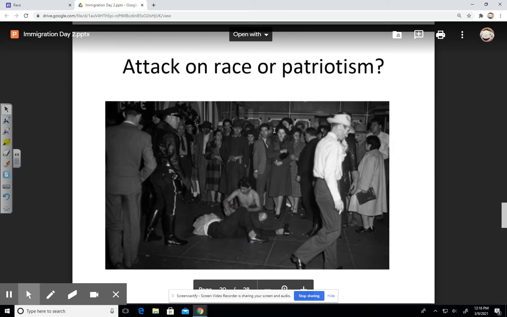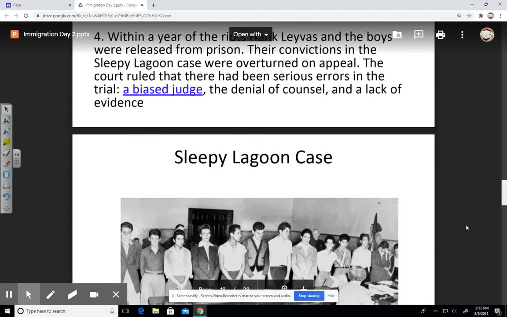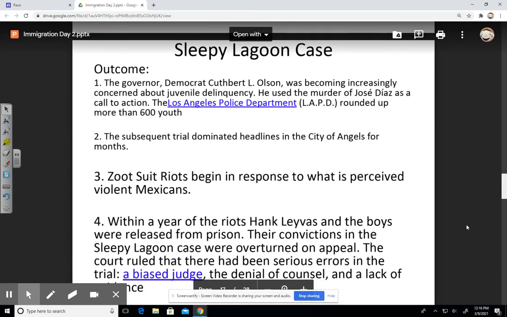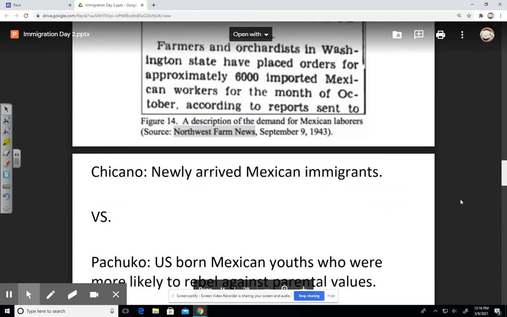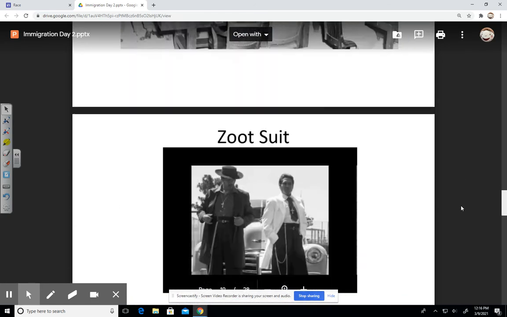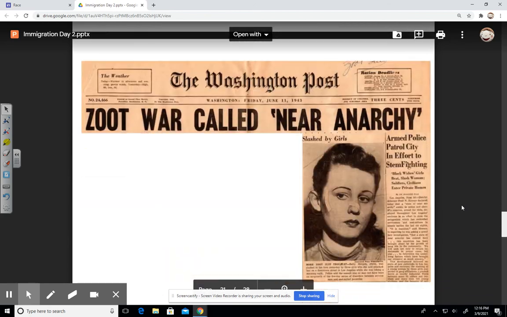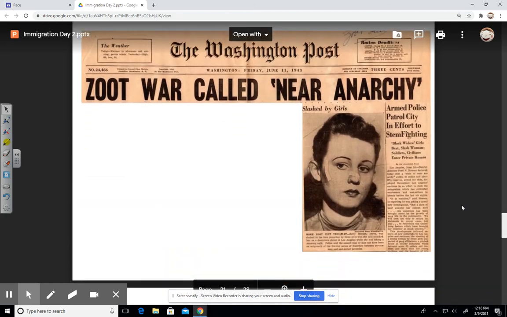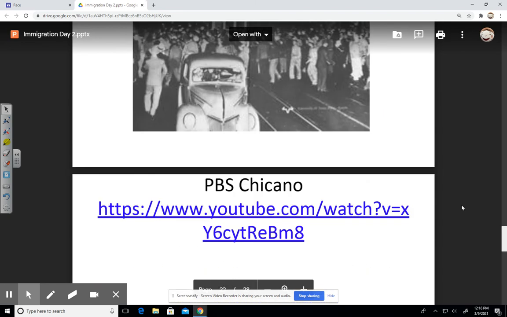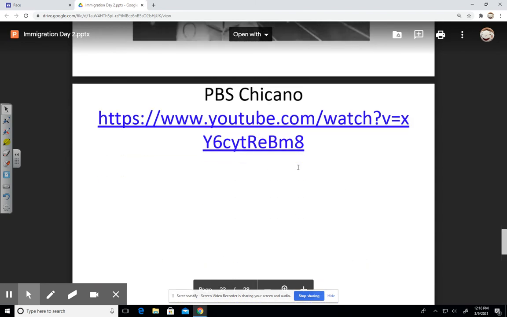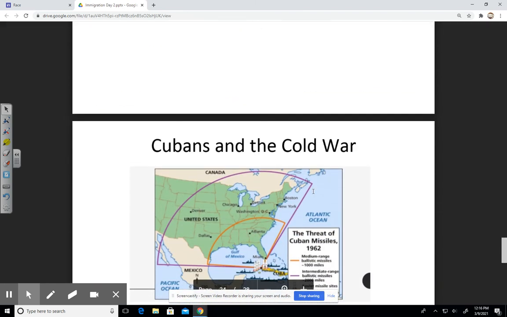And the argument is that this is really done because of a lack of patriotism, which is why we went over the terms up here, or sorry, the ones up here with the Pachuco and the Chicano. So that is a debate question. Zoot Suit riot headline. Here we see the cover of a book. We probably will watch some of this documentary.